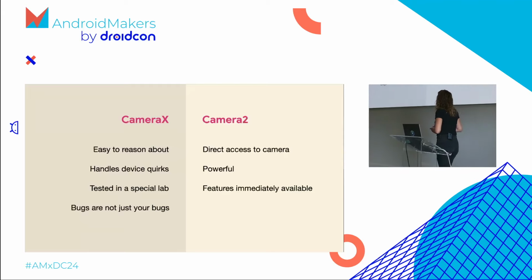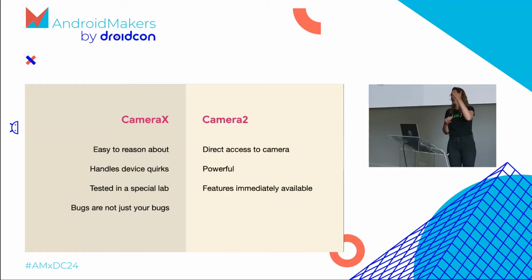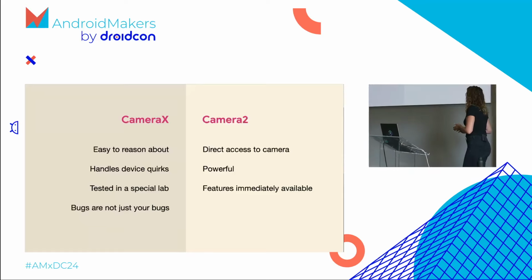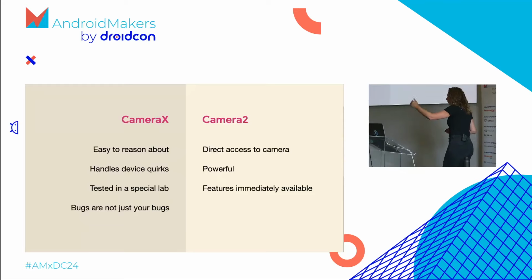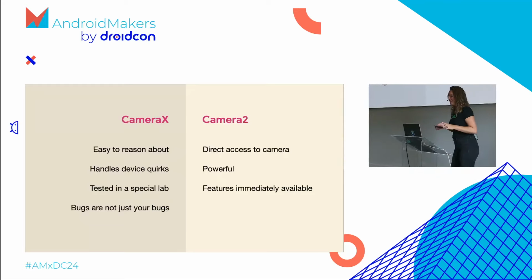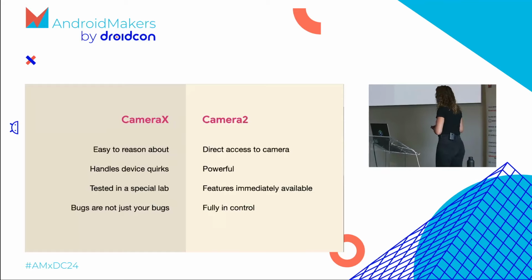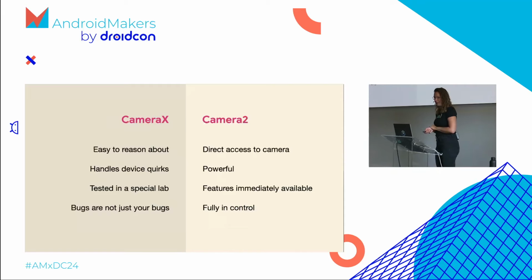One other thing that we've seen happen sometimes is that because CameraX is an abstraction on top of Camera2, that means that the moment a feature lands in Camera2, it still needs to land in CameraX. There is a certain delay and we aim to have that delay as short as possible, but of course it is possible. So if your app is always on the verge of being the first to implement things, that might be an indication that you could do it directly in Camera2. And of course you're fully in control of everything.